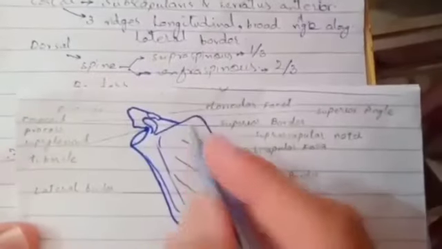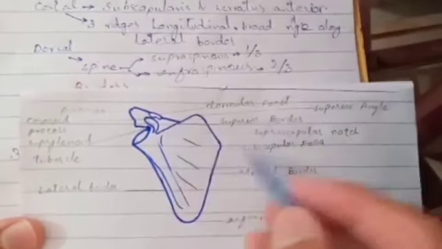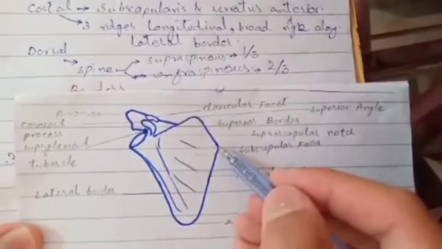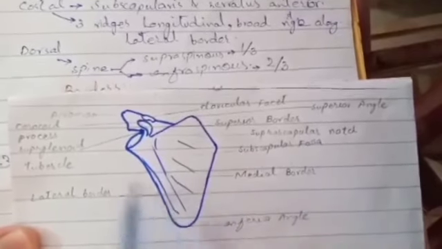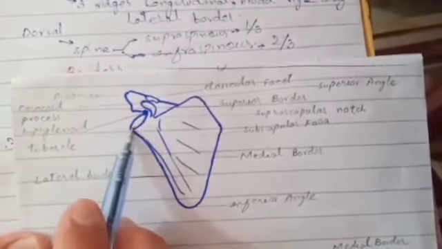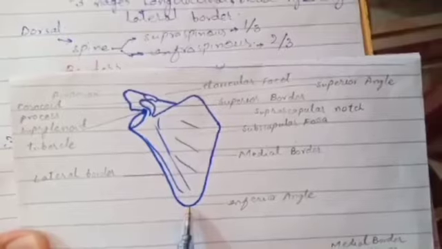Now we will show them on the diagram. This is the superior border of the scapula and it is thin. This one is the medial border. It extends from the medial angle to the inferior angle. This one is also thin. This one is the lateral border, the thickest part of the scapula, and it extends from the glenoid cavity, or lateral angle, to the inferior angle. These three were the borders, and now we talk about the angles.